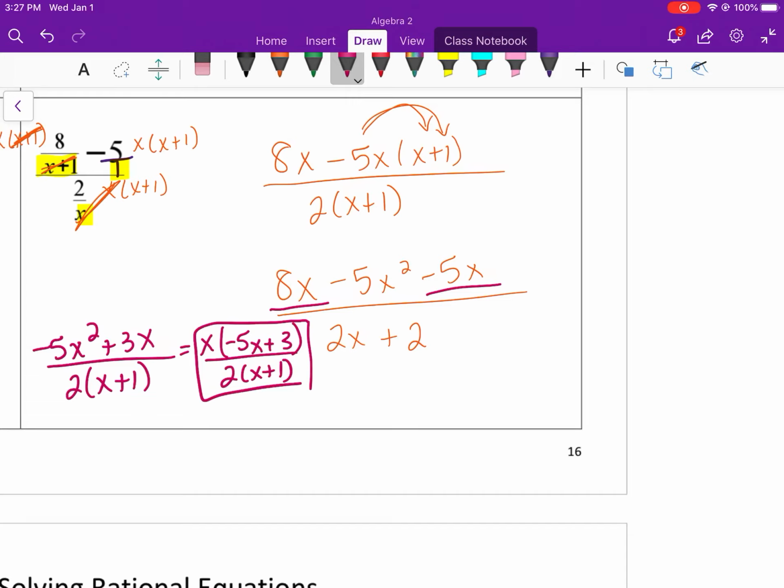They don't share a common factor, but I like to make sure that I factor it all the way so that I make sure that I can't take anything else out.